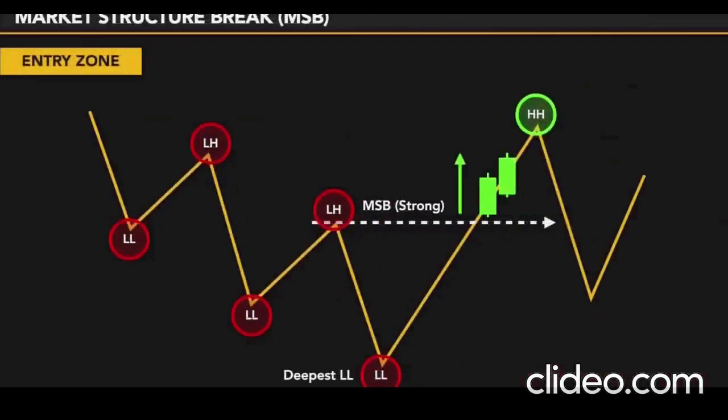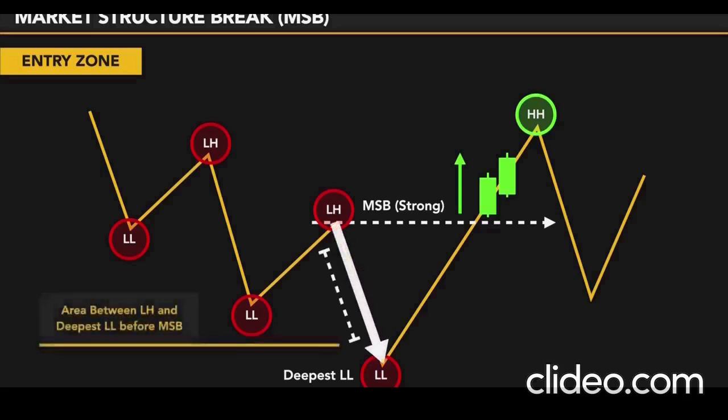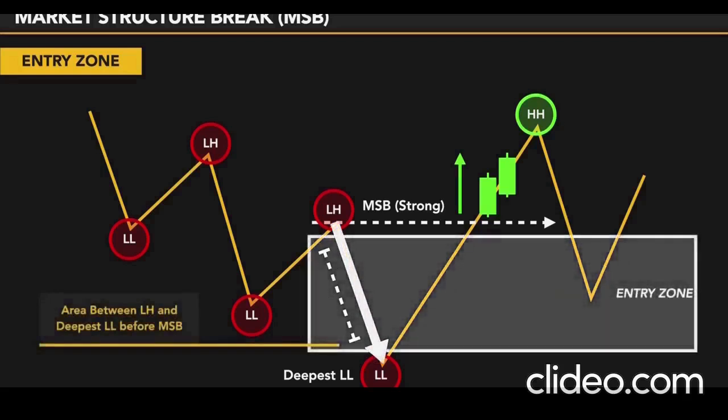Okay, step 2. Understanding the entry zone. Now, right after a strong market structure break, we can determine our strong entry zone. This is the secret of price action and smart money traders. The area between the last lower high and the deepest lower low is our entry zone. This is where we seek possible entries.